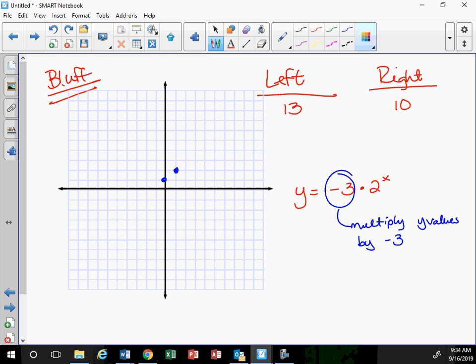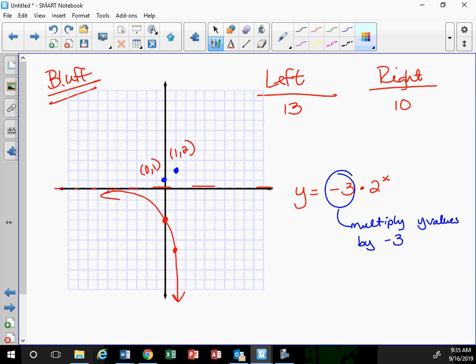So if you think about this point, 0, 1, well, what's 1 times -3? -3. So 0, -3. And then this one was 1, 2. So that's going to become 1, -6. Okay? And I think you did the 6. You just forgot the 3. So I'm going to add 1. There we go. So it's just a stretched out vertically kind of graph. Okay? Are we okay with that?